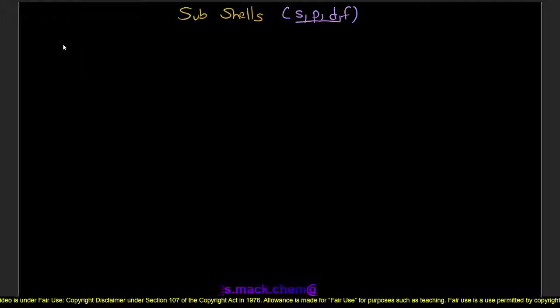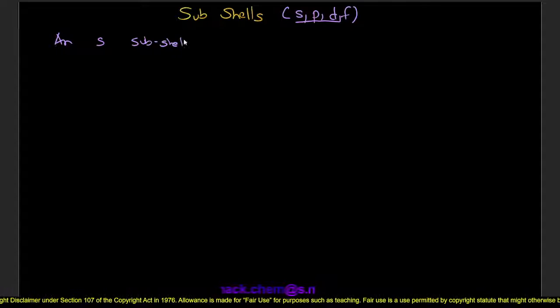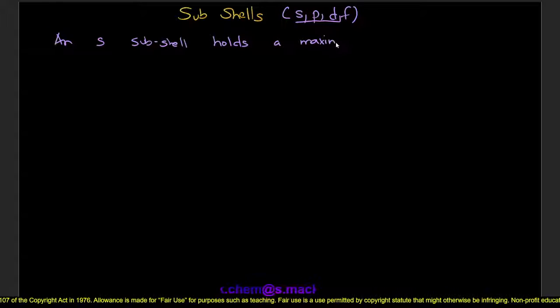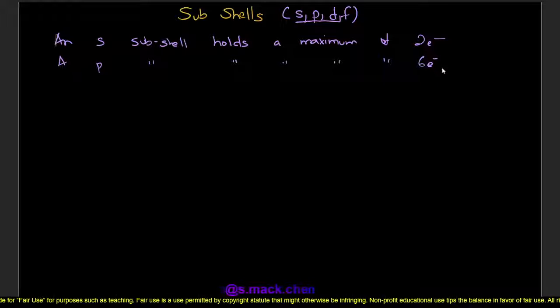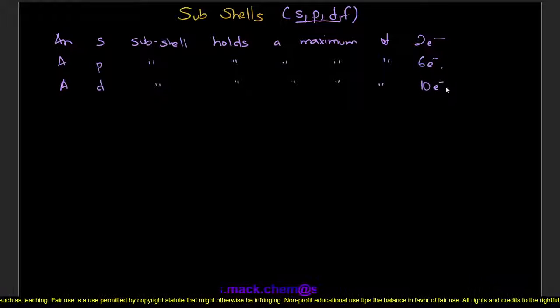We are going to take note here, and this must be learnt off, that an S subshell holds a maximum of 2 electrons. A P subshell holds a maximum of 6 electrons, and a D subshell holds a maximum of 10 electrons.